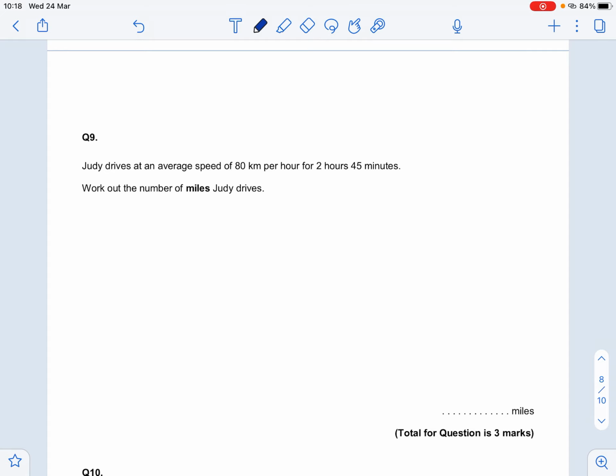Judy drives at an average speed of 80 kilometers per hour for 2 hours 45 minutes. Work out the number of miles. So again, this is speed equals distance over time. So we still want to find the distance.